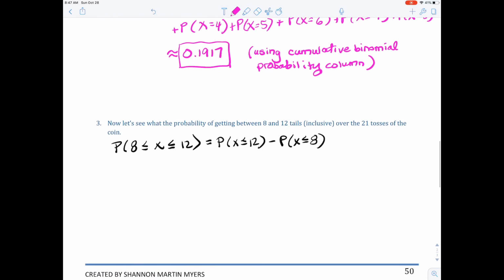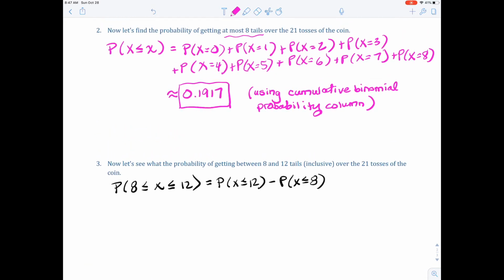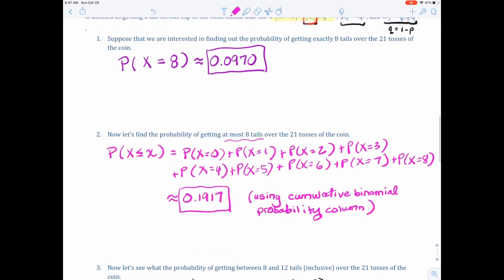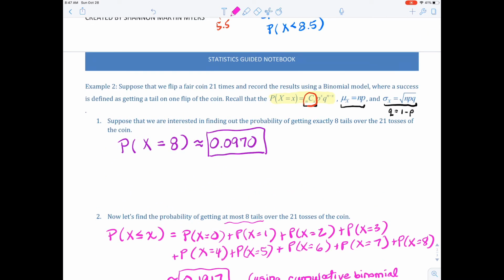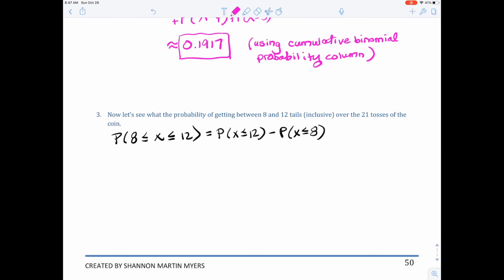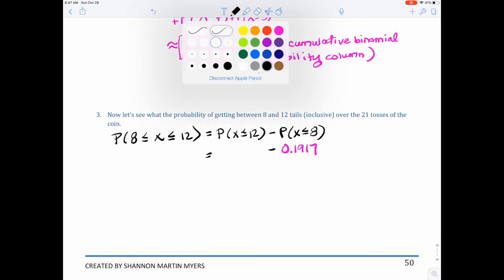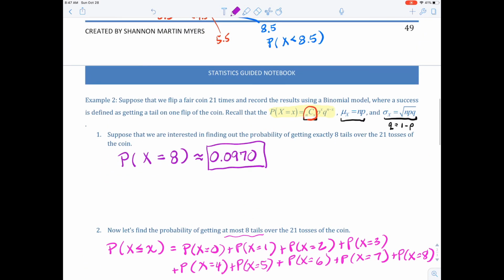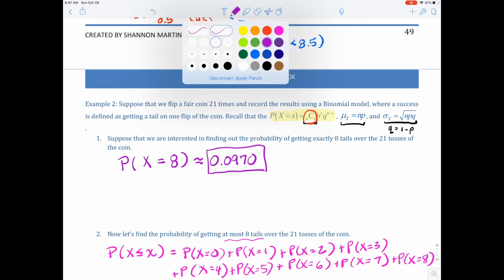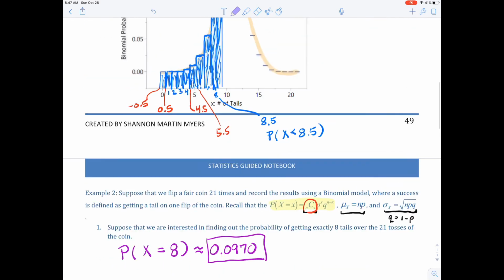Well, we already found the second one, didn't we? We already found that to be 0.1917 in the second item of this example, which, by the way, is part 2. I guess this is sort of example 2 still. So this is 0.1917. Already found it once. Don't need to find it again. And then let's now find the other one.